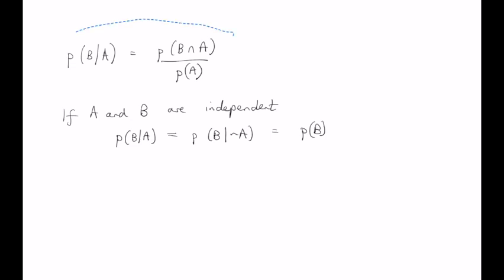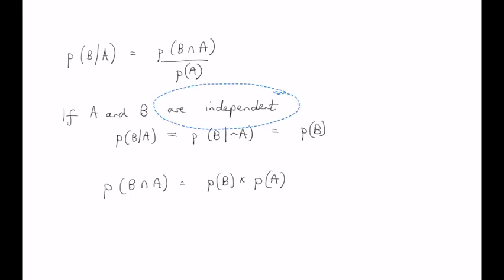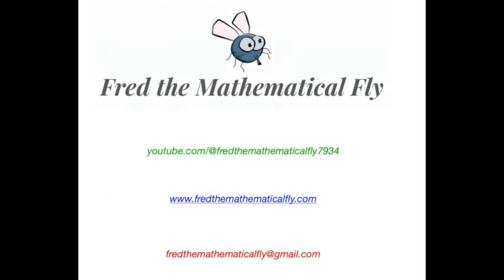So we can rearrange this formula here, replacing the probability of B given A by just the probability of B, and we get the probability of B and A, or A and B, is the probability of B times the probability of A. In other words, two events are independent. If A and B are independent, then the probability of them both occurring is the product of their probabilities.